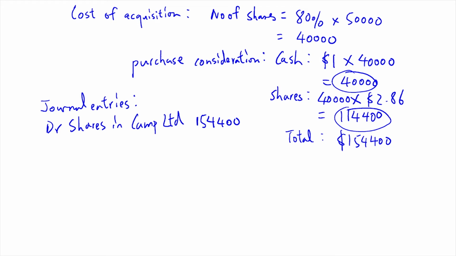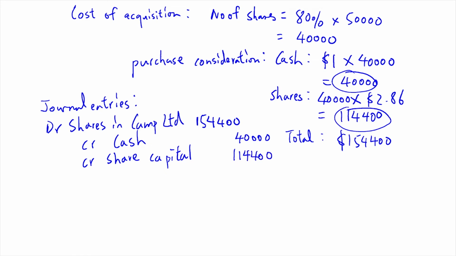It's very important that you understand the shares on the debit side is an asset, and then on the credit side is the capital that you want to issue to them. So it's completely separate. So on the credit side, we want to credit cash. Based on our calculation, is $40,000. And then you also want to offer them share capital. And this share capital is your own share capital. So in our calculation is 114,400. So that will be the journal for the acquisition.